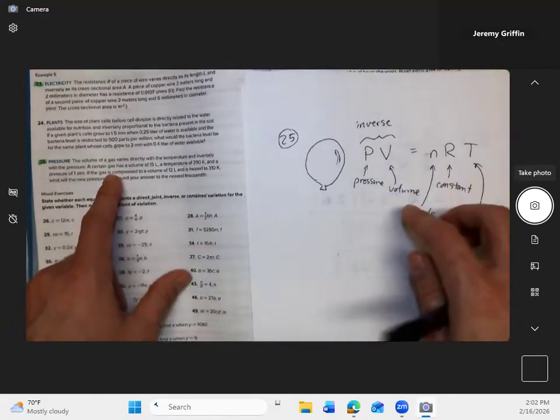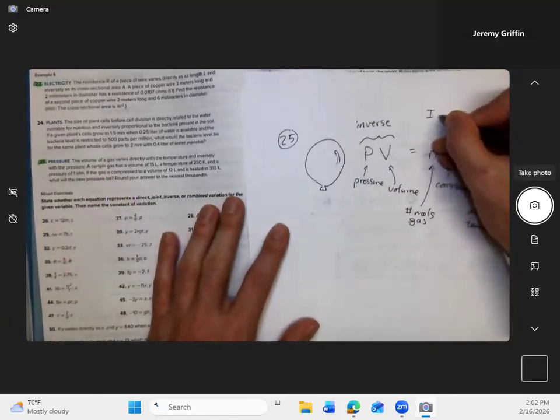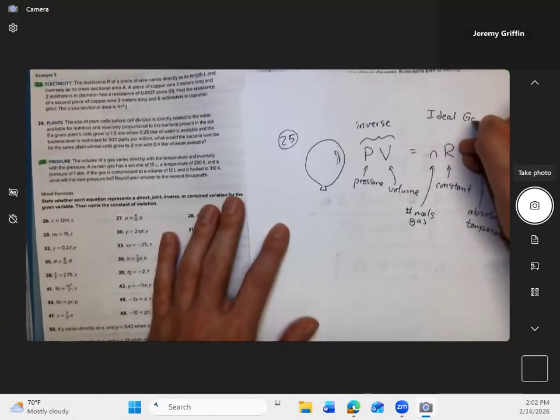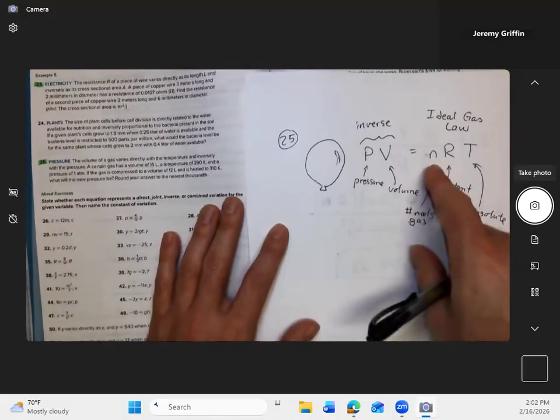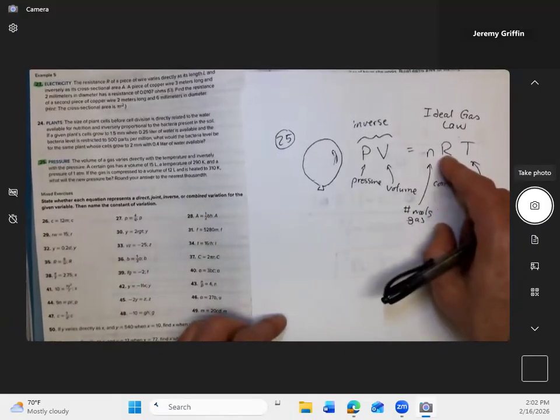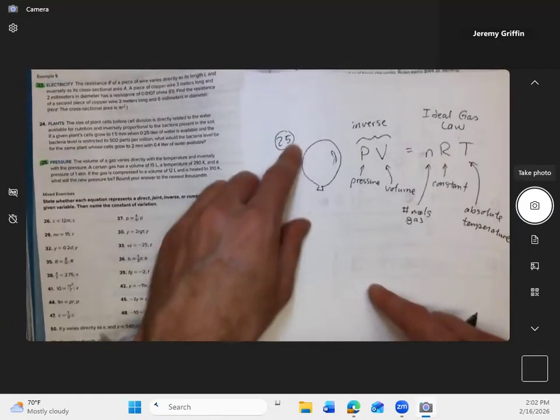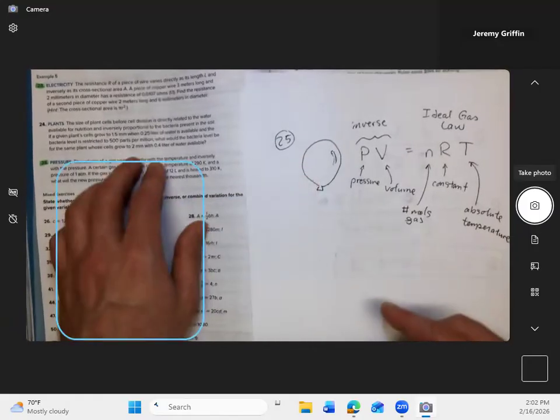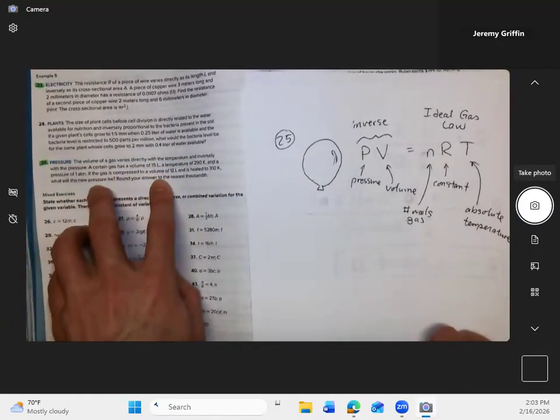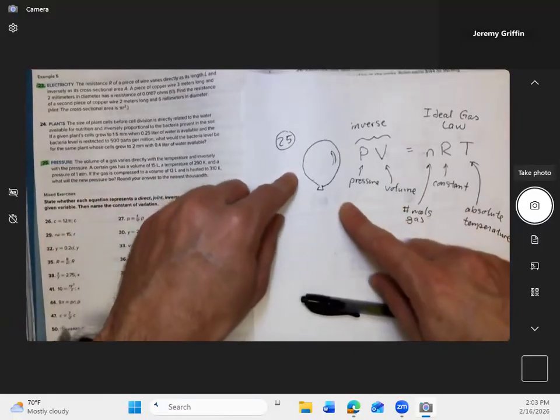Again, if you didn't know this full ideal gas law equation, here, I'll spell this out. Ideal gas law. Then this n and this R could collectively be combined to represent some constant for some specific scenario, and you could still solve this question.